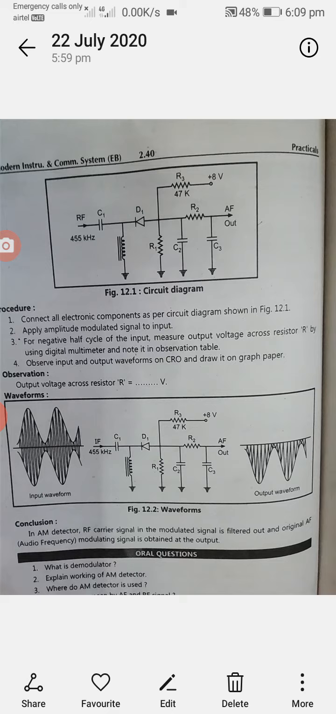Procedure: connect all electronic components as per the circuit diagram shown in the figure above. Apply an amplitude modulated signal to the input. For the negative half cycle of the input, measure the output voltage across resistor R using the digital multimeter (DMM) and note it in the observation table. Observe the input and output waveforms on the CRO and draw them on graph paper.